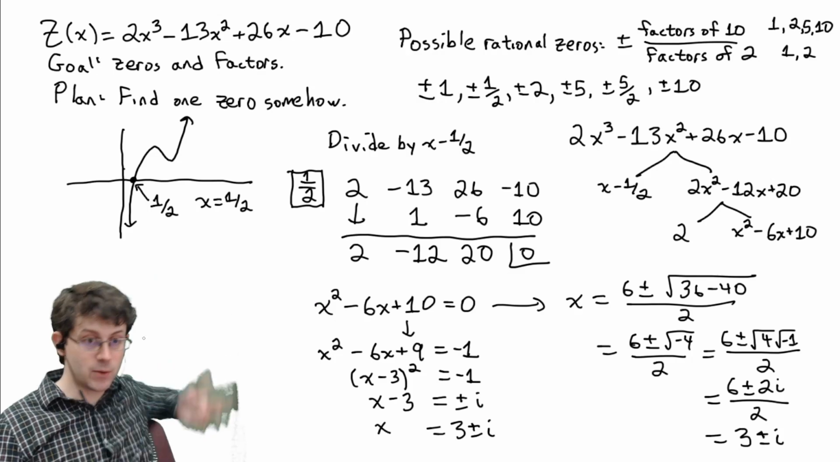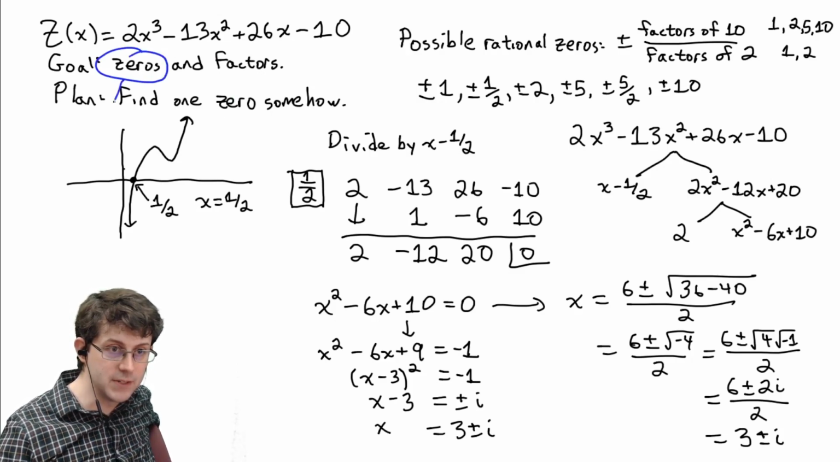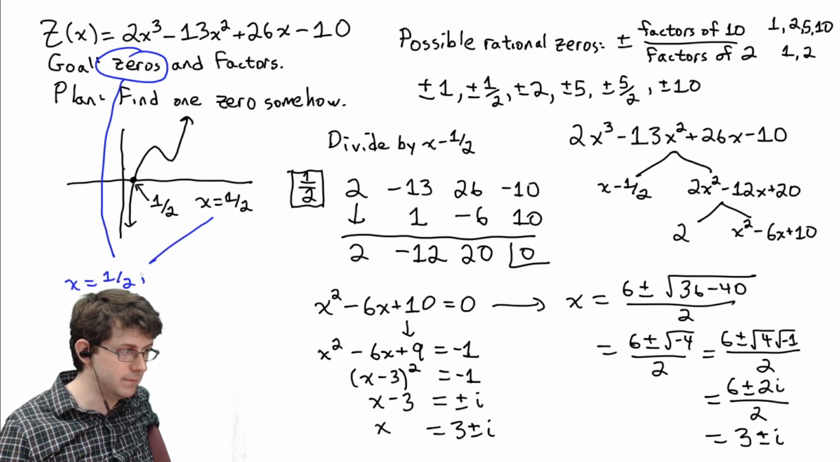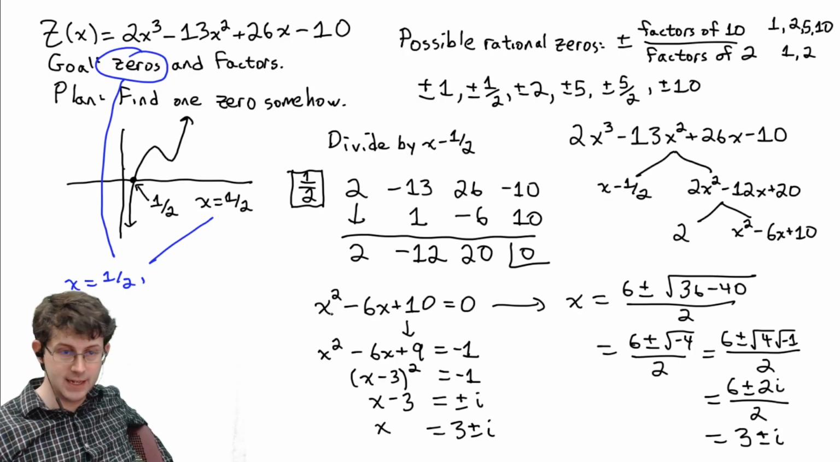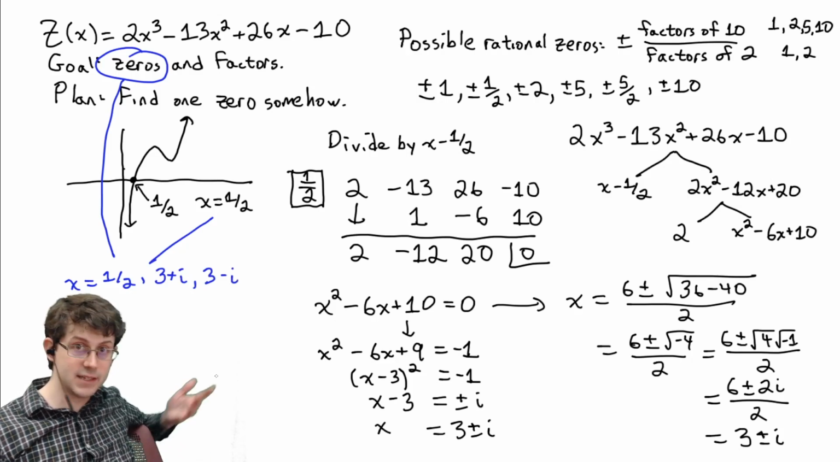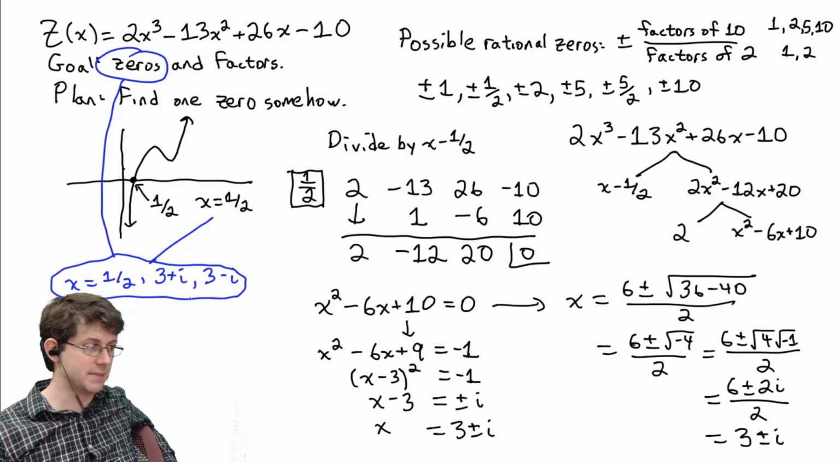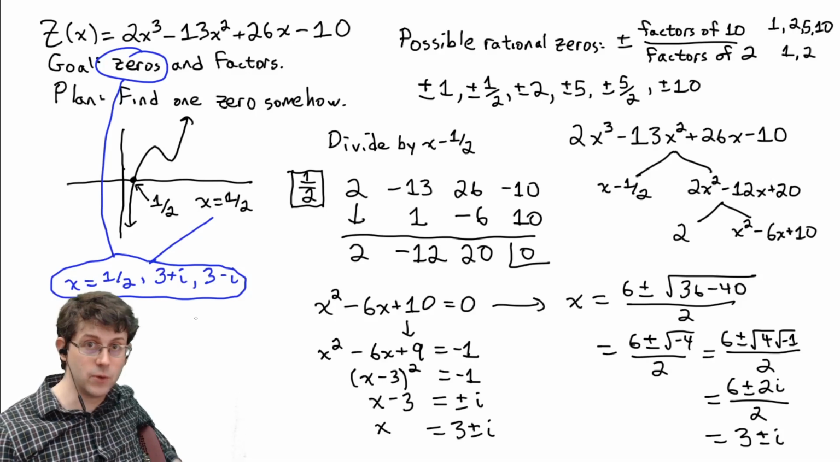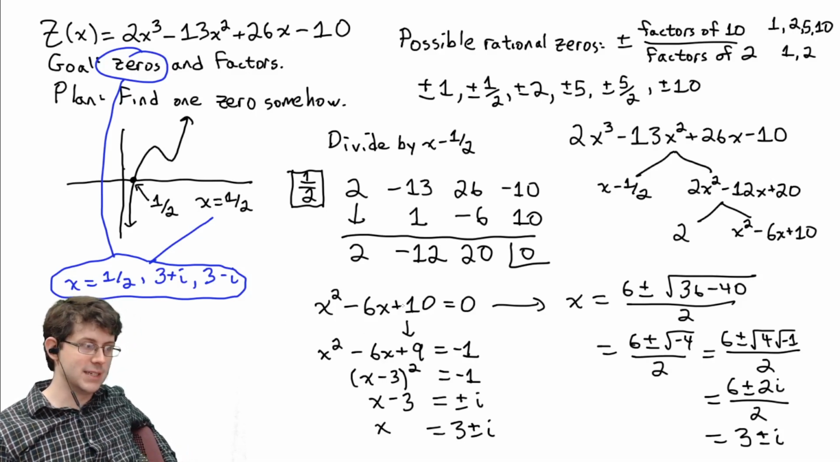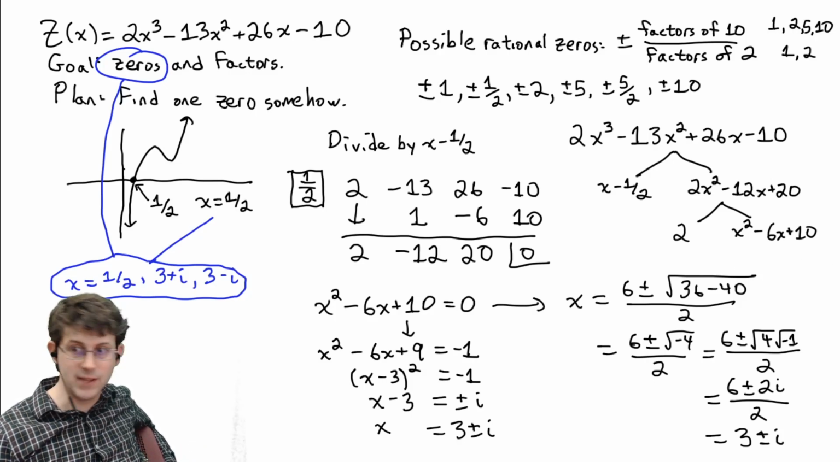Okay, so it depends what the question is now. Say the question is to find the zeros, well then we got them. We got x equals a half, x equals 3 plus i, and x equals 3 minus i. So if the goal is the zeros, then this is the answer. I got 3 of them. It gets a little trickier if the goal is the factors. Now, it's not that much trickier, it's just a little bit trickier, but let's see how to do that.